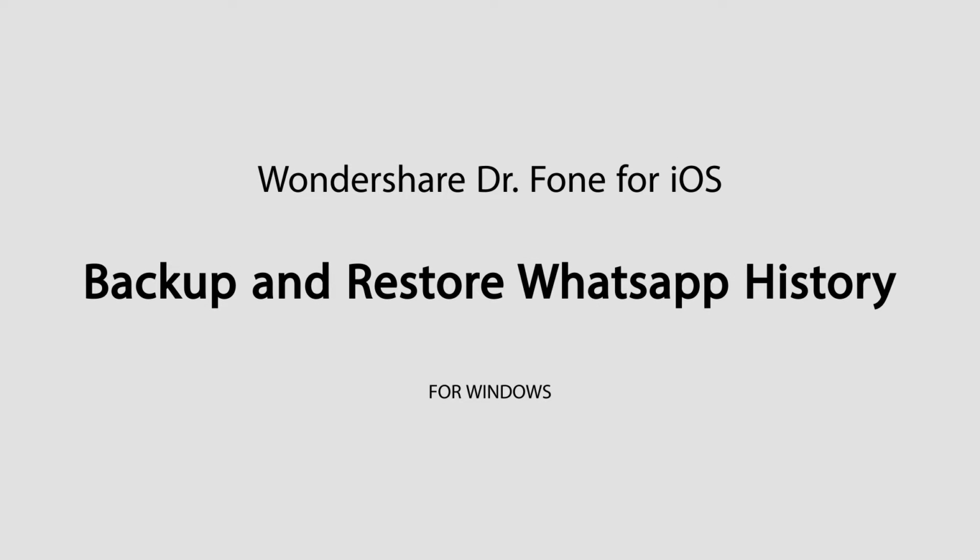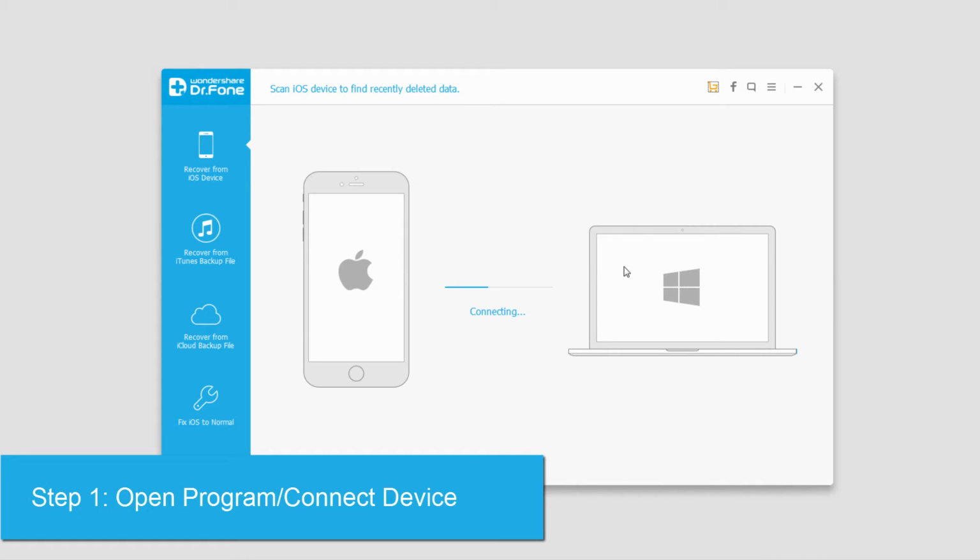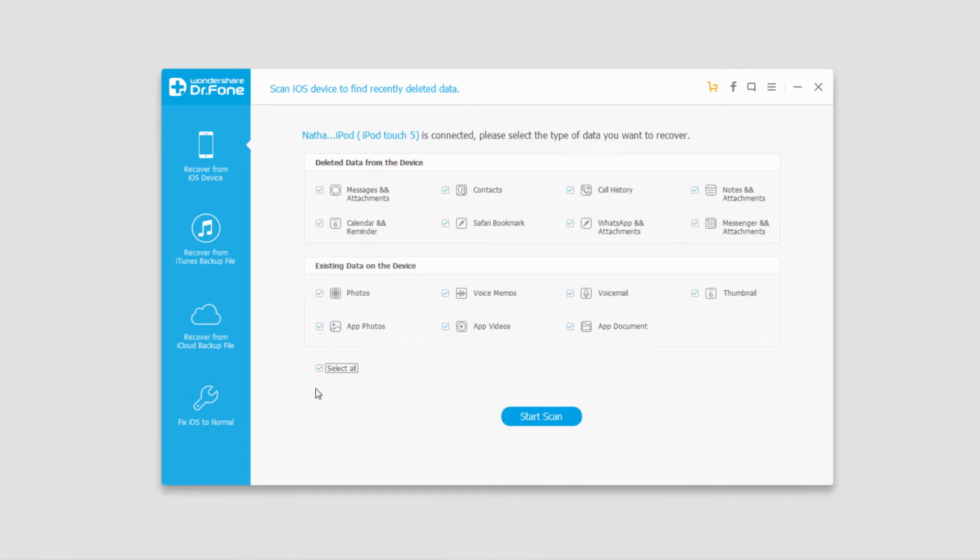Hello everyone, in this tutorial I'll be showing you how to back up and restore your WhatsApp history on your device using Wondershare Dr.Fone for iOS. So after you've launched the program, go ahead and connect your device. It will then scan and connect with your computer. And now we want to select WhatsApp so we can recover those.